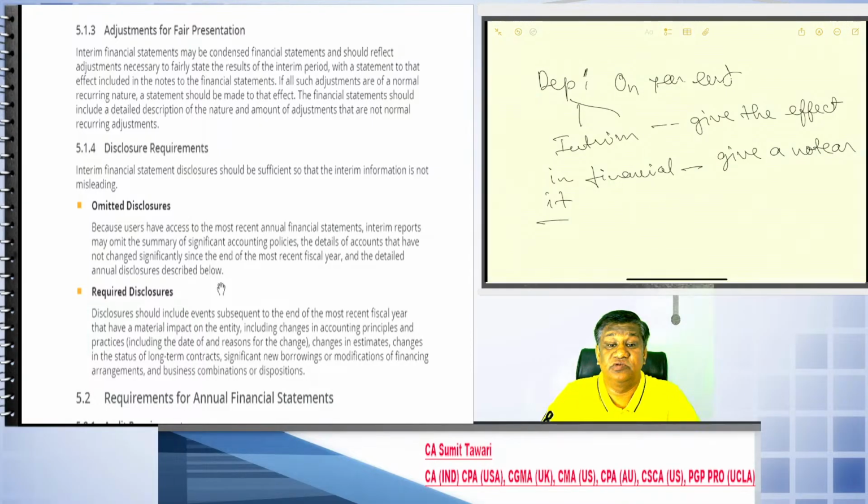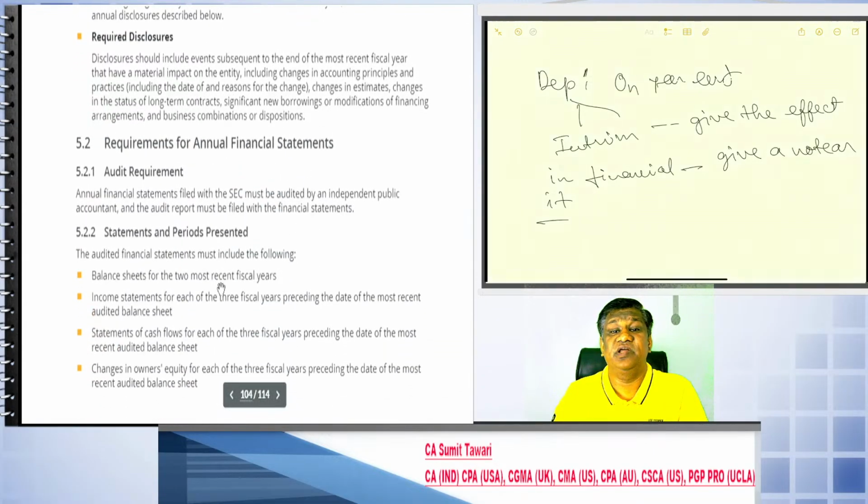Required disclosure. Disclosure should include events subsequent to the date of the most recent fiscal year that have material impact on the entity, including changes in accounting principle and practices, including the date of and reason for the change in estimate, changes in the status of long-term contract, significant new borrowing or modification of the financing arrangement, and the business combination or development. So whatever situation happened after the closure of the previous financial year and before closing the interim financial report, which affects the position of the previous fiscal year, that disclosure we need to give here.